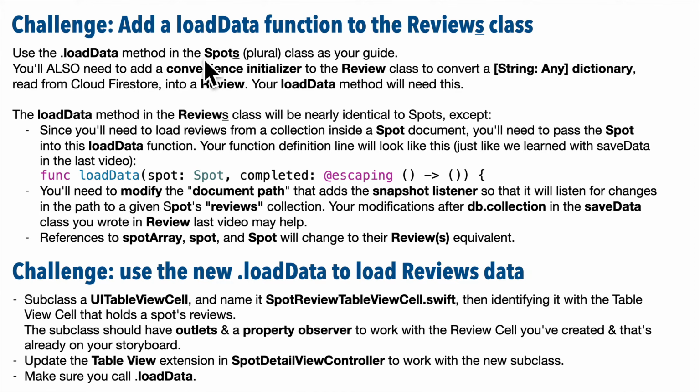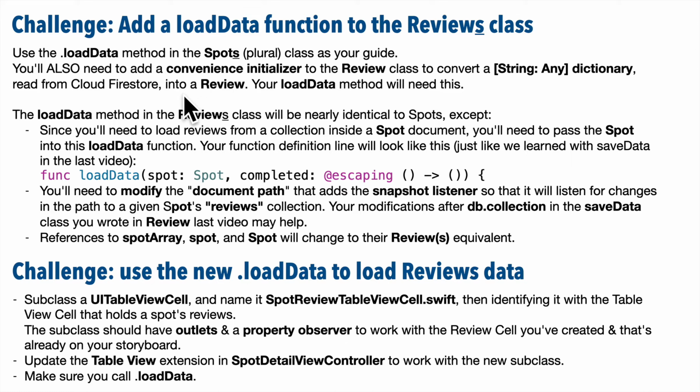So we can use the load data method that we have in our spots plural class as a guide. Now note that we're also going to need an additional convenience initializer we didn't create in the previous video. Now this initializer is going to go into the review singular class. It's very similar to one in the spot singular class. Both of these are used by the load data methods in their respective plural classes, and they're both used to convert the dictionary data that comes back from a Cloud Firestore document into an object. So in reviews, it initializes a review object from a dictionary. In spots, it initializes a spot object.